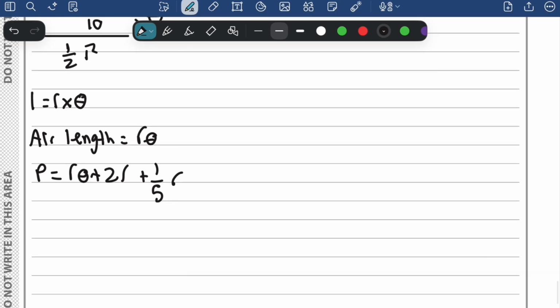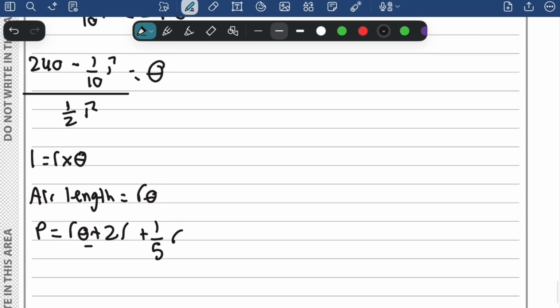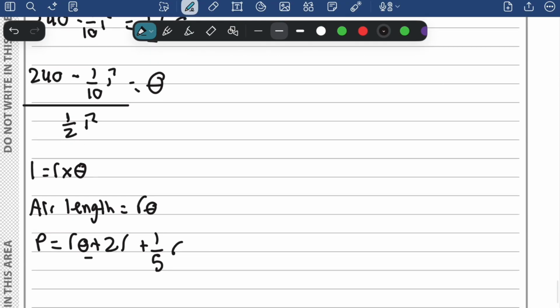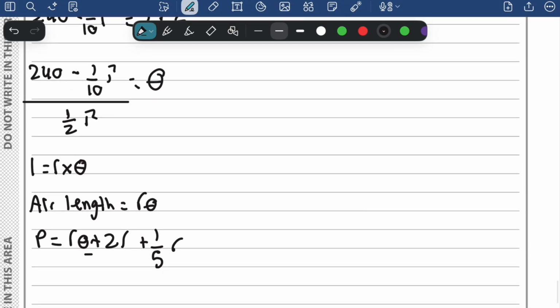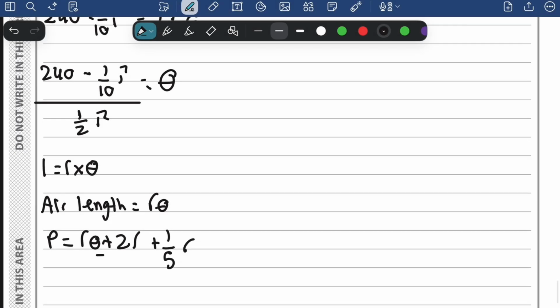So now we have an equation of the perimeter, but we still have theta, right? And we see in our final answer we don't want to have theta. So we're going to substitute our equation for theta into r, and then we'll get a p just in terms of r, right? So now we just have to substitute theta in.